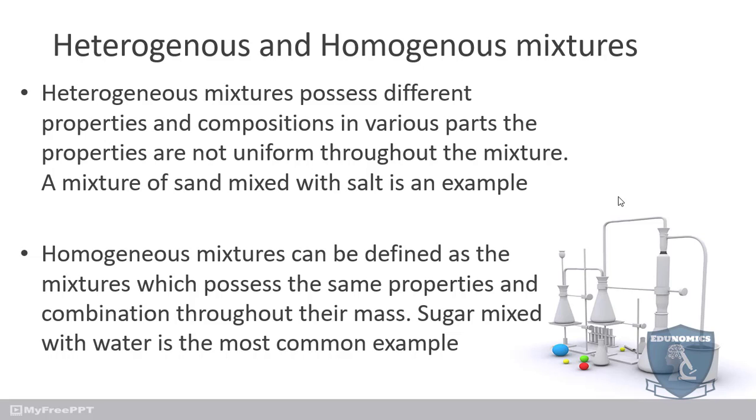In comparison to the heterogeneous mixtures, where because their properties and compositions are different, when they mix, they aren't uniform, meaning you can actually look and say, oh, this is a molecule of sand, this is a molecule of salt, because they aren't combined together and they're not uniform. While the homogeneous ones combine and they're uniform, and because of that, you can't tell one apart from the other. A good example for a homogeneous mixture is sugar and water.